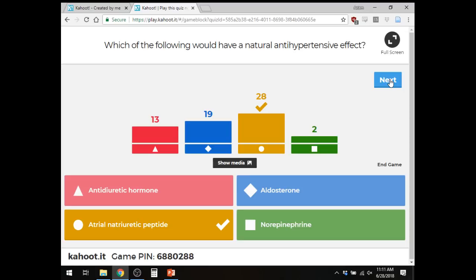Yeah, you're going to lose sodium and water, right? So again, because it's natriuretic, think salt, pee out salt, right? You're going to see that can help to lower blood pressure, okay? So keep those in mind.